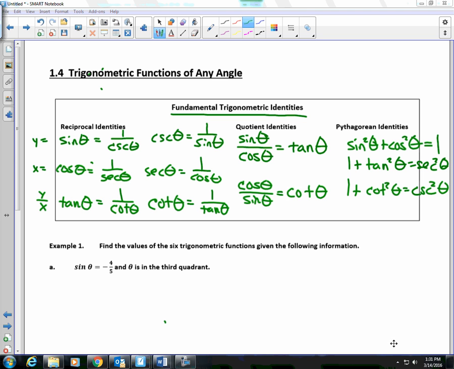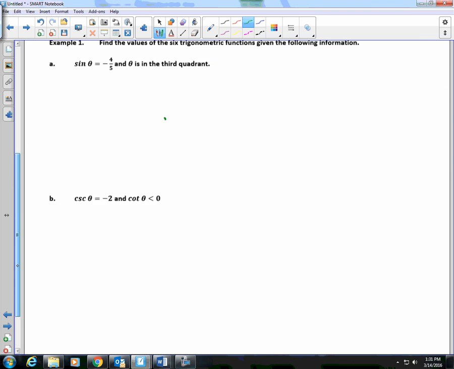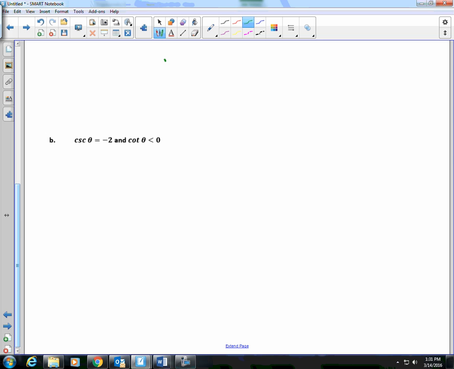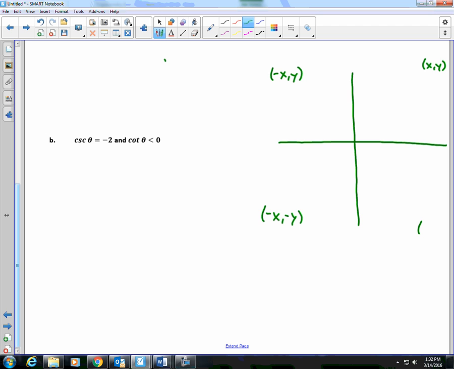There's one more piece that we need to learn. Just put it right over here. I divided it up into 4 quadrants. Quadrant 1, 2, 3, and 4.